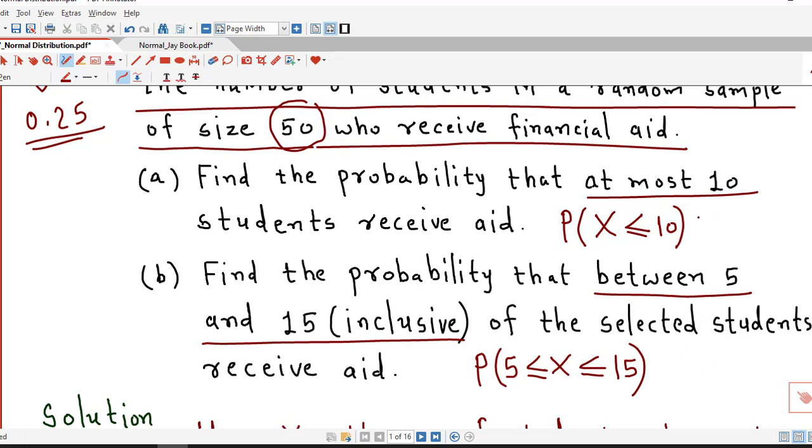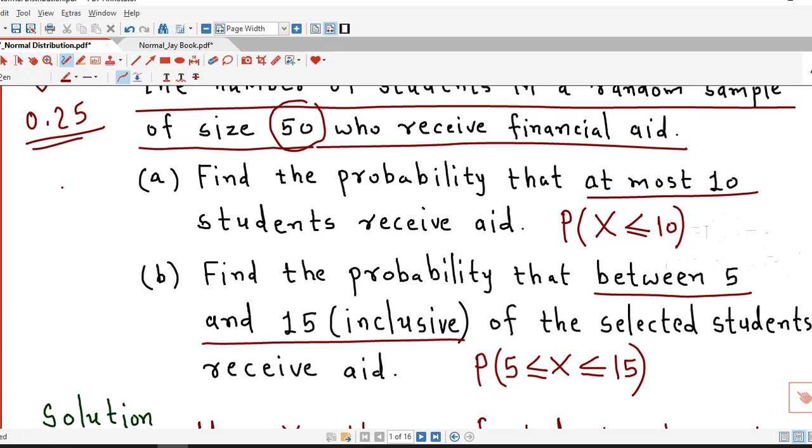Now if you go by using binomial distribution, here you have to calculate the probabilities starting from x equal to 0 up to x equal to 10. So we have to calculate 11 probabilities, and here also we have to calculate probabilities starting from x equal to 5 to x equal to 15. But we are not using binomial distribution to find these probabilities. We will try to use normal distribution to approximate these two probabilities.